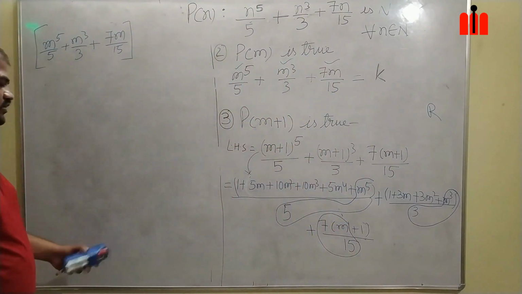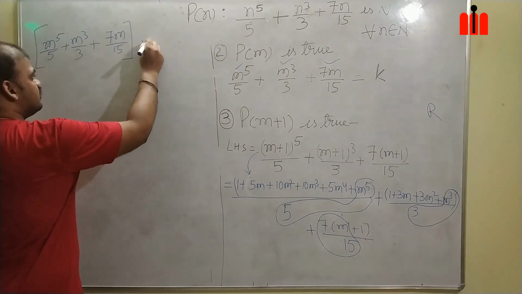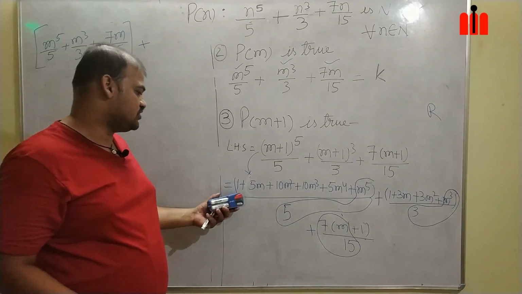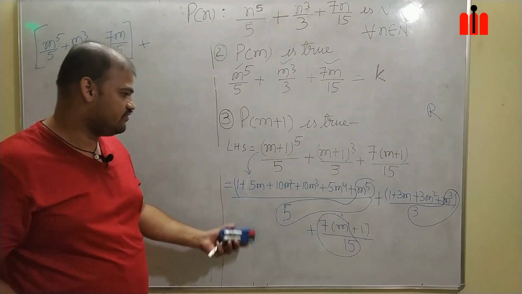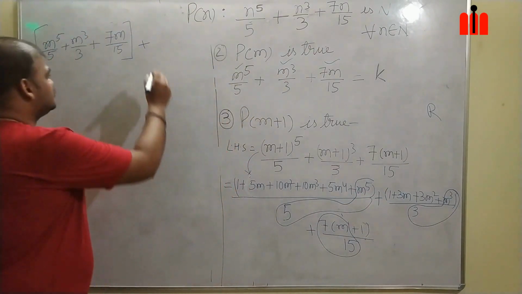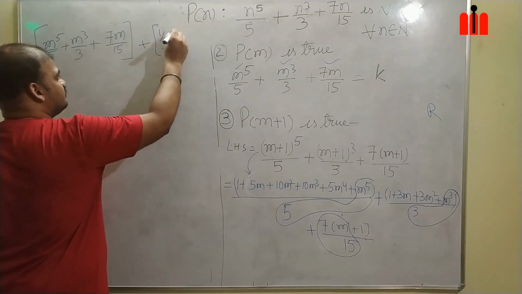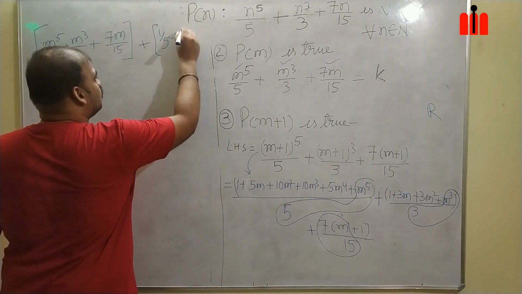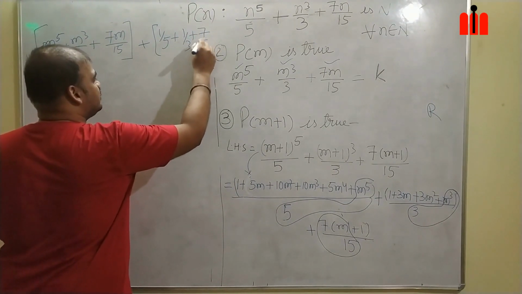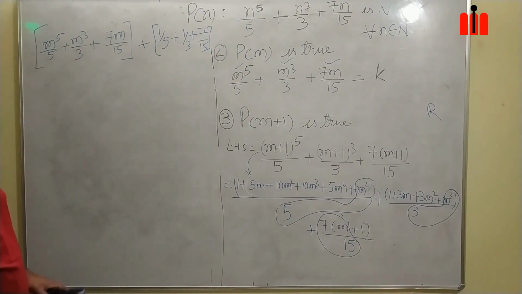Now let's do this. Plus, I will take all the constants out. In this, the constant is 1 by 5, in this the constant is 1 by 3 and in this the constant is 7 by 15. So let's do that. Take all the constants out: 1 by 5 + 1 by 3 + 7 by 15. Okay, I have taken the constants out.